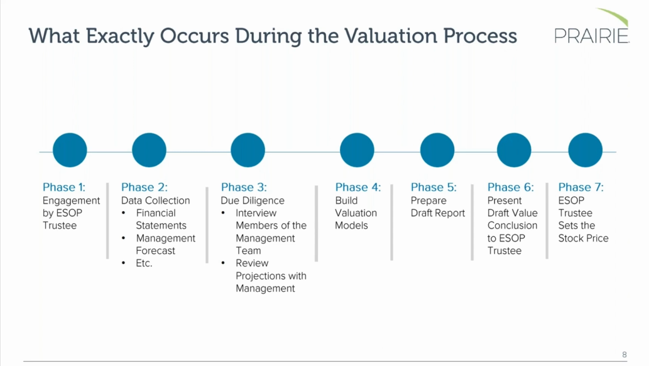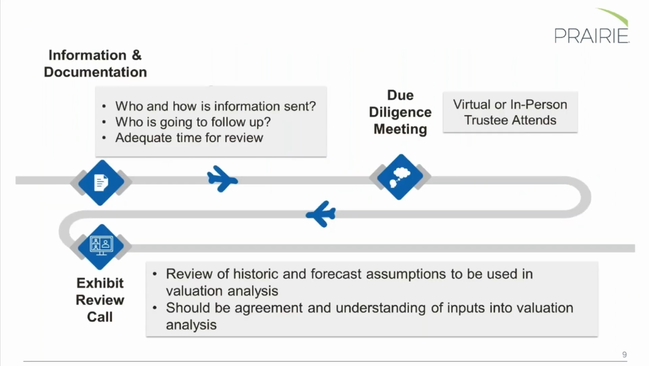Now, when we go to page 9, this is more of the milestones of information and documentation. At the beginning, we are reaching out to key members of the management team. It could be the CFO, the COO, the director of finance, or the controller. But we're going out and trying to collect all the information and travel to that due diligence meeting.